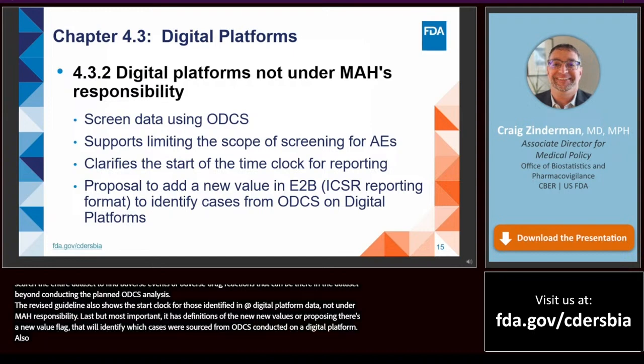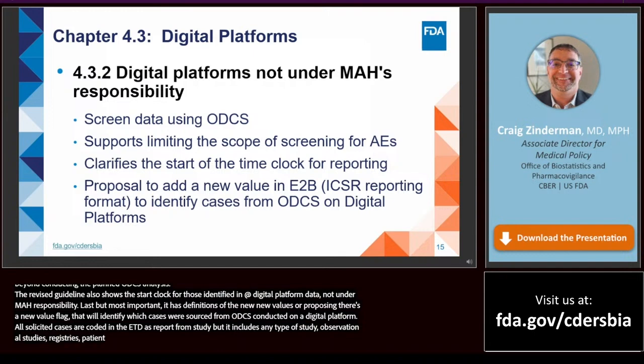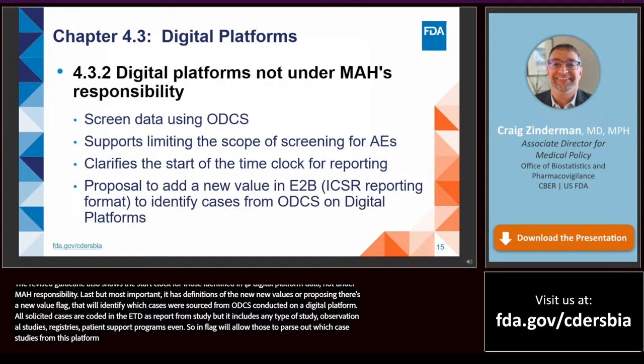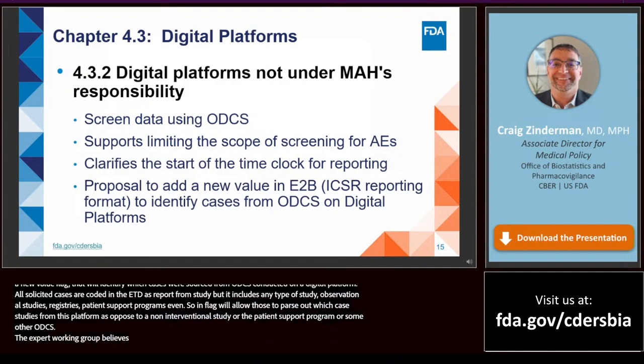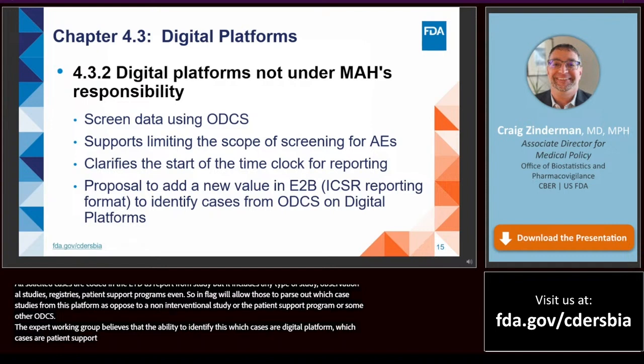All solicited cases are coded in E2B as report from study, but that includes any type of study, observational studies, registries, patient support programs even. And so this flag will allow regulators and industry to parse out which study cases were from this data source and digital platform, as opposed to a non-interventional study or a patient support program or some other ODCS. And the expert working group believes that the ability to identify which cases are digital platform, which cases are patient support program, will be of significant benefit for signal detection purposes.